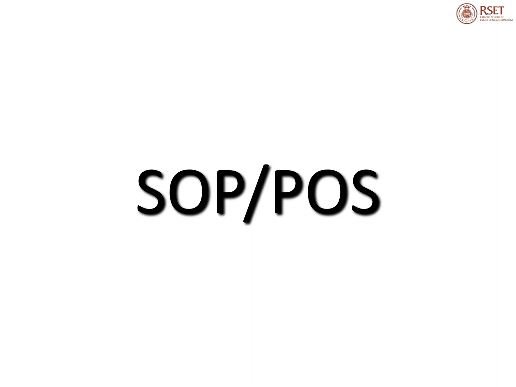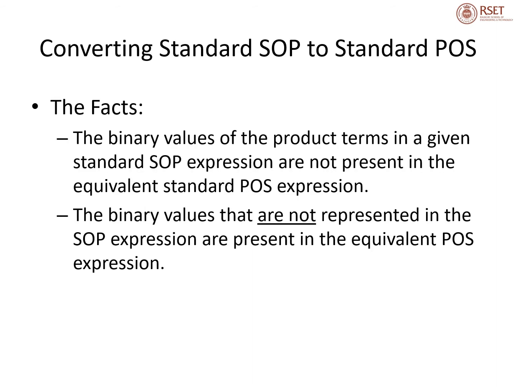Sum of product to product of sum. Converting standard sum of product to standard product of sum. The binary values of the product terms in the given standard sum of product expression are not present in the equivalent standard product of sum expression. If something is present in product of sum, that will be absent in sum of product. So the binary values that are not present in the SOP expression are present in the equivalent POS expression. So this is clear.